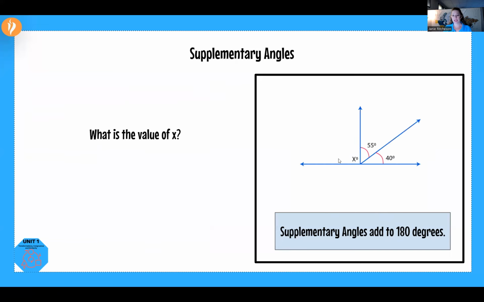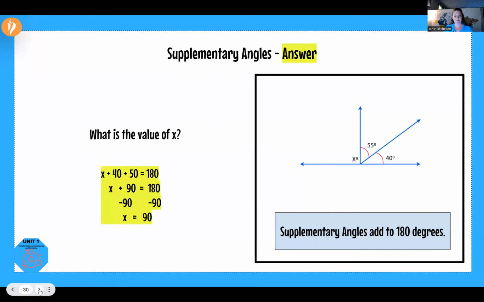All right, what about this one? Can you guys figure out what is the value of X? Give it a try. All right, so be careful. Sometimes they look like 90 degrees, but in this case, you'll find out that they're not. Angle X is not 90 degrees, even though it looks on the picture like it would be.